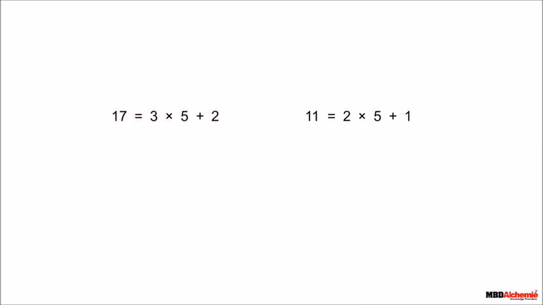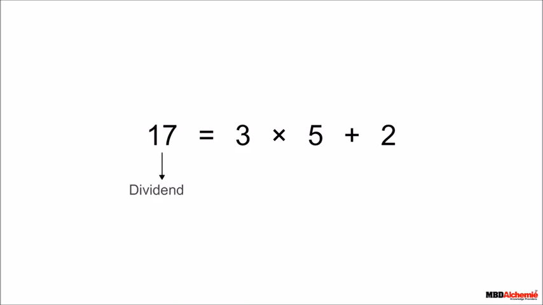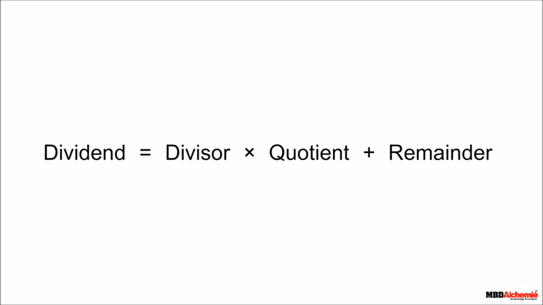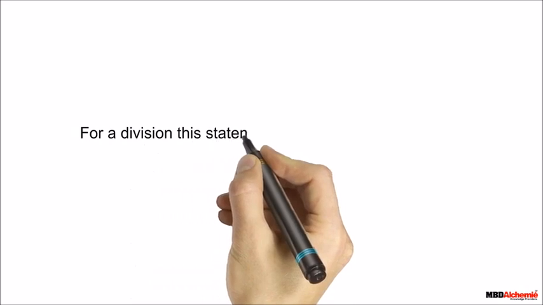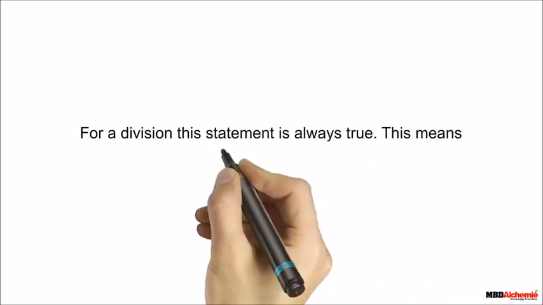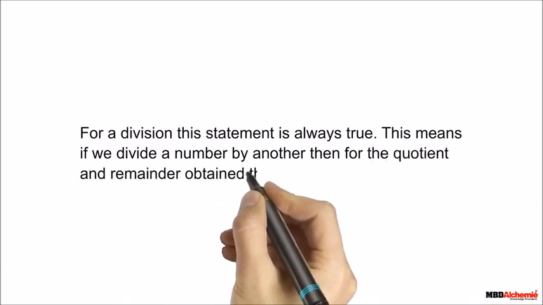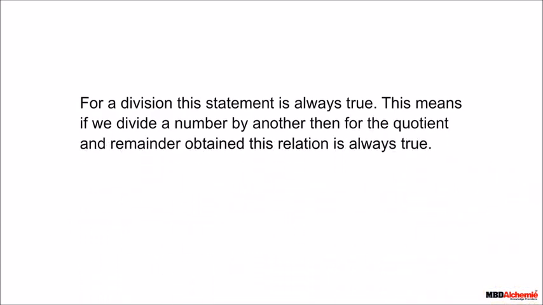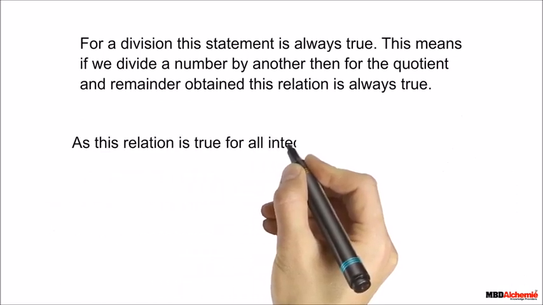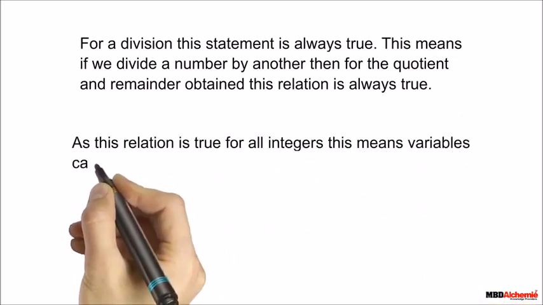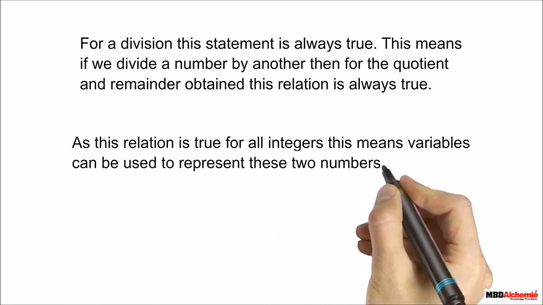Consider this division statement. In this, 17 is the dividend, 3 is the divisor, 5 is the quotient, and 2 is the remainder. In general, we can say dividend is equal to divisor into quotient plus remainder. For a division, this statement is always true. This means if we divide a number by another, then for the quotient and remainder obtained, this relation is always true. As this relation is true for all integers, variables can be used to represent these numbers.